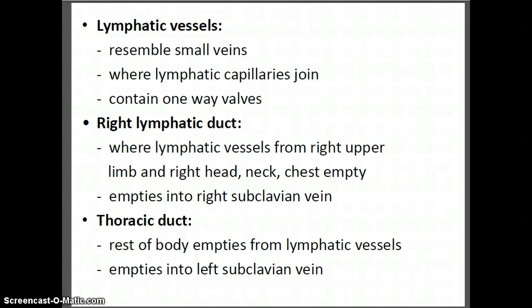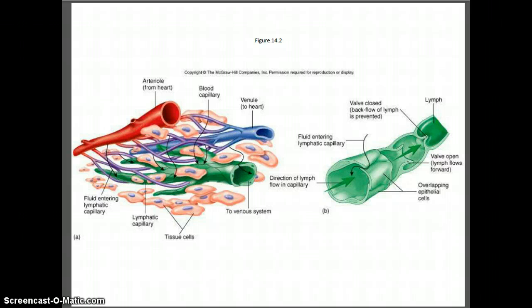The right lymphatic duct is where the lymphatic vessels from the right upper limb and the right side of the head, neck, and chest empty, and they empty into the right subclavian vein. The thoracic duct empties the rest of the lymphatic vessels from the body, and it returns the fluid to the left subclavian vein. Here is what the lymphatic vessels look like, and their location and integration into the venous system, the arteries and veins of the body as well. These are tissue cells, and this lymphatic vessel is going to return the fluid to the venous system. Here is a valve that prevents the backflow of the lymph.